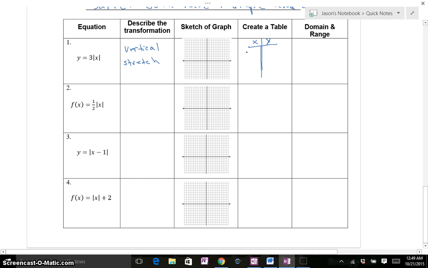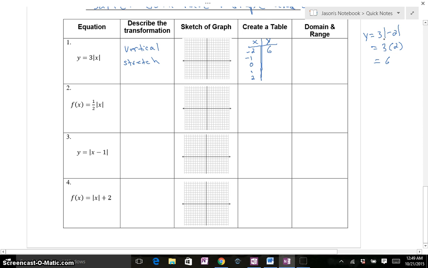Some values: -2, -1, 0, 1, 2. Substitute the -2 into the absolute value of 3x. So y equals 3 times the absolute value of -2. The absolute value of -2 is +2, which gives me 6.